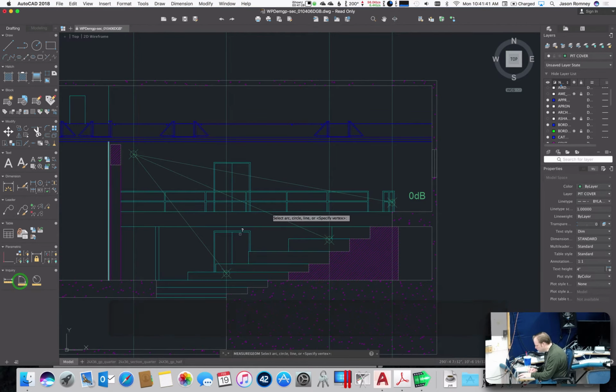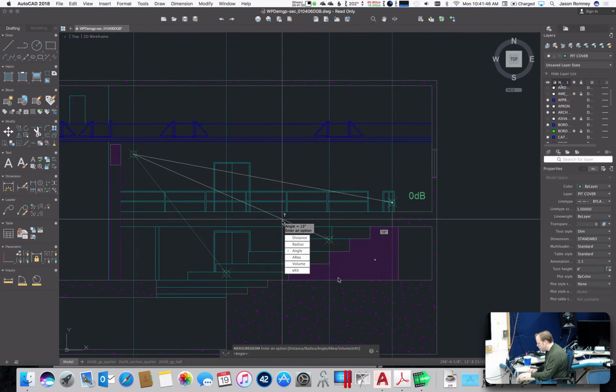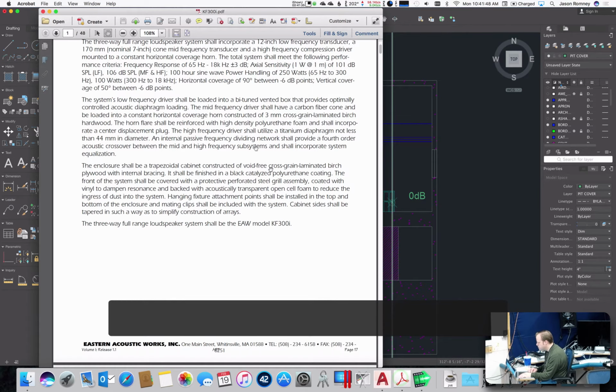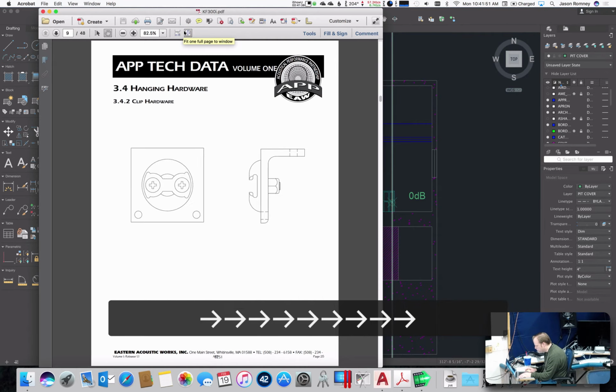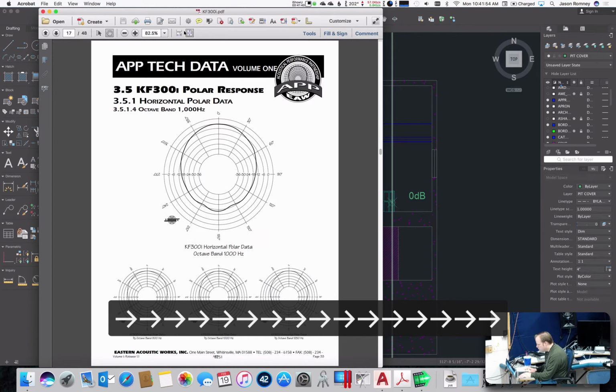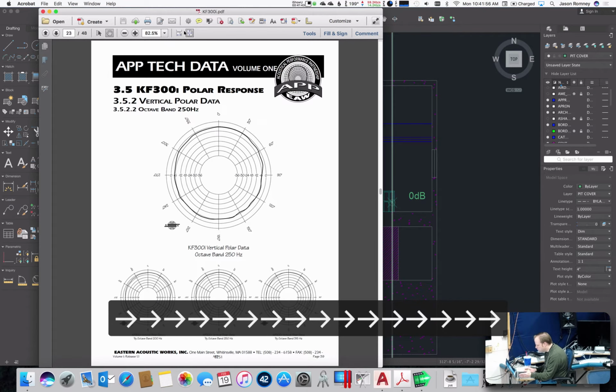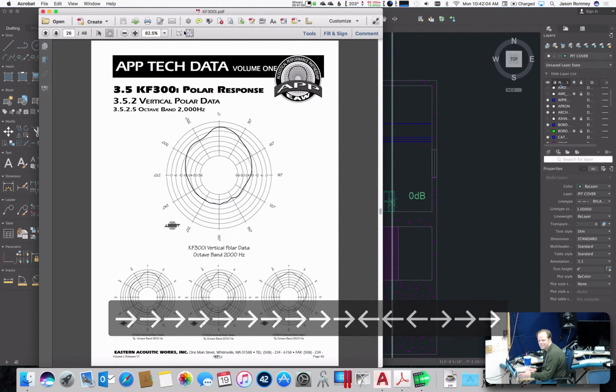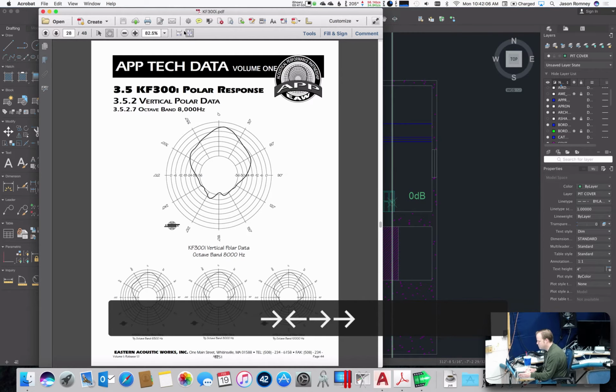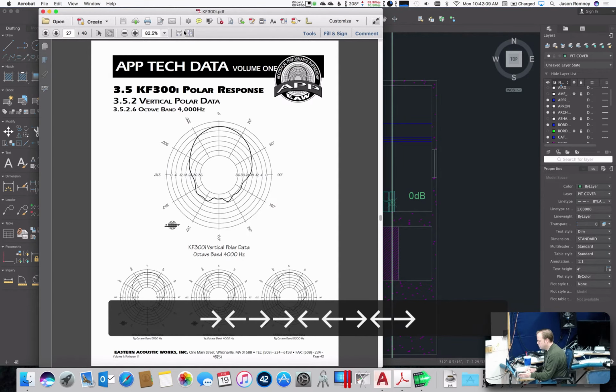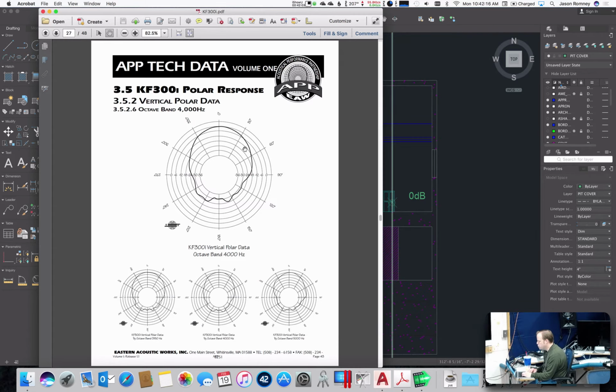So what angle am I dealing with here? 13 degrees. Okay. So let's take a look here at our polar plot. Got one for everything. So here's vertical. You can see it starts getting directional at 2K. Right? So let's do it at 4K because 4K looks pretty consistent. Okay? So we'll plot this thing at 4K.